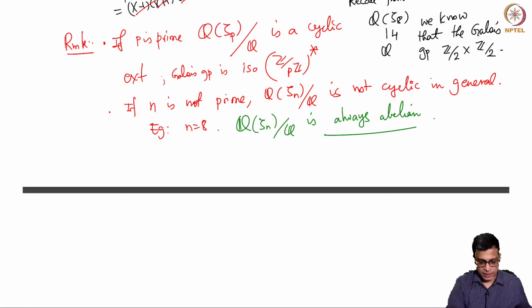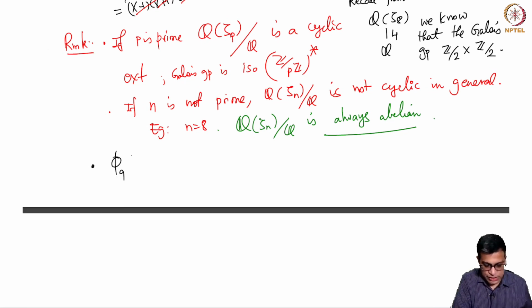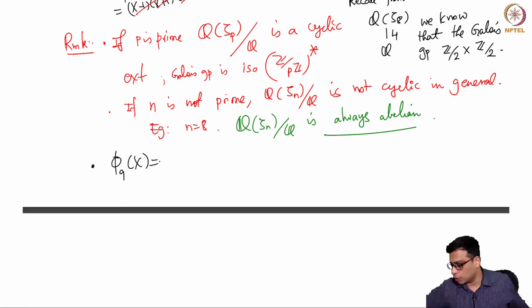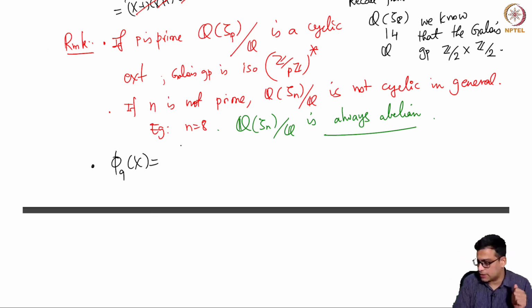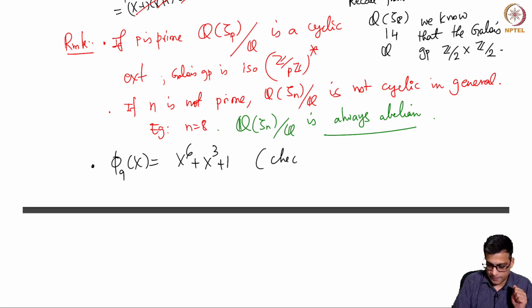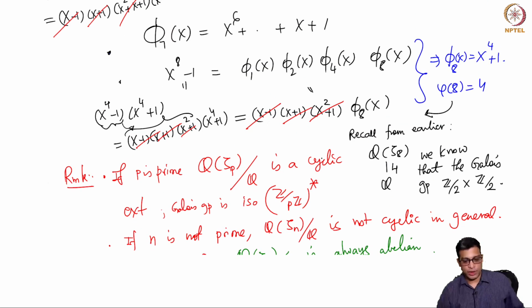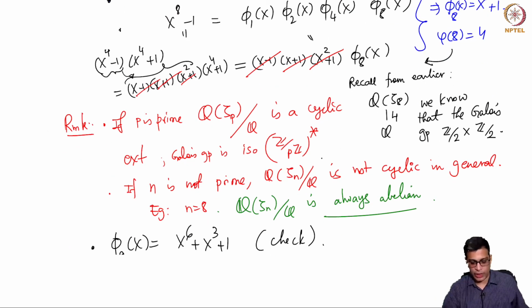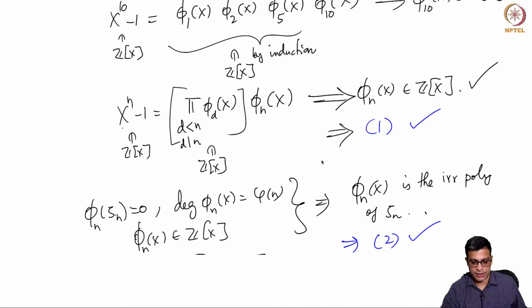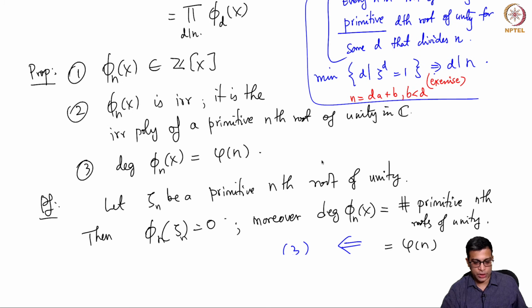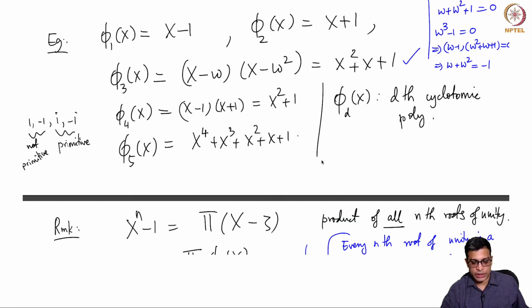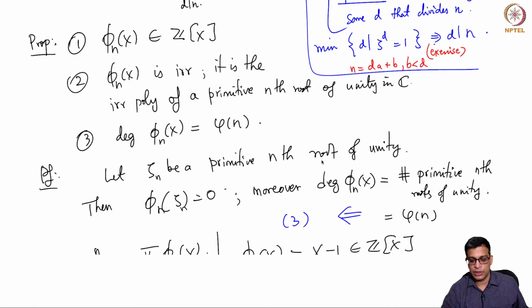Okay. And the last thing I'll write is you do a similar kind of calculation to conclude that Phi9 is x power 6 plus x cubed plus 1. Okay. So check this as an exercise. Okay. So the last point is not quite required for us when we do solution by radicals, but I thought it's a nice way to learn how to compute the cyclotomic polynomials, which are the irreducible polynomials of primitive nth roots of unity.